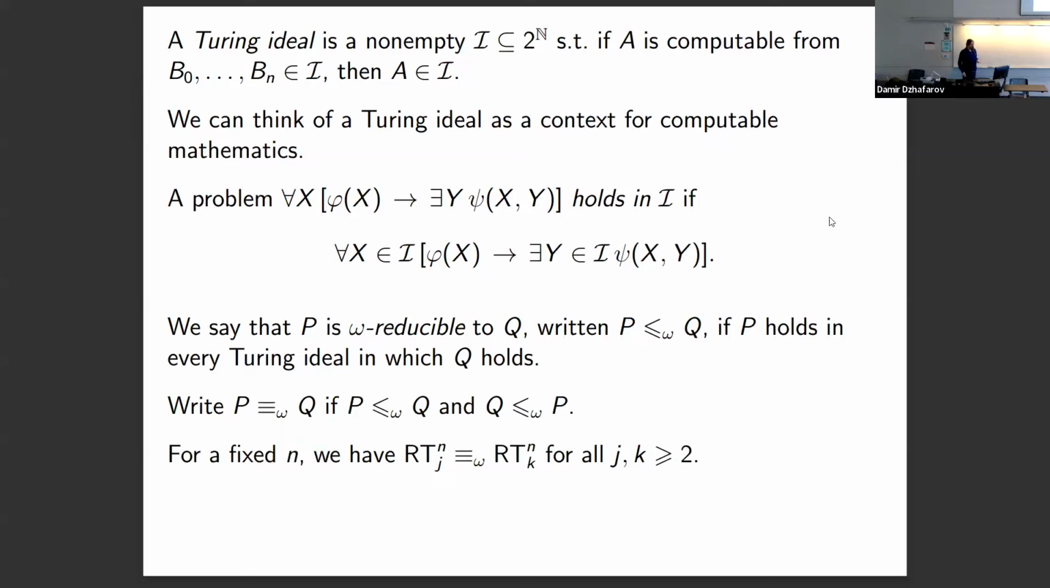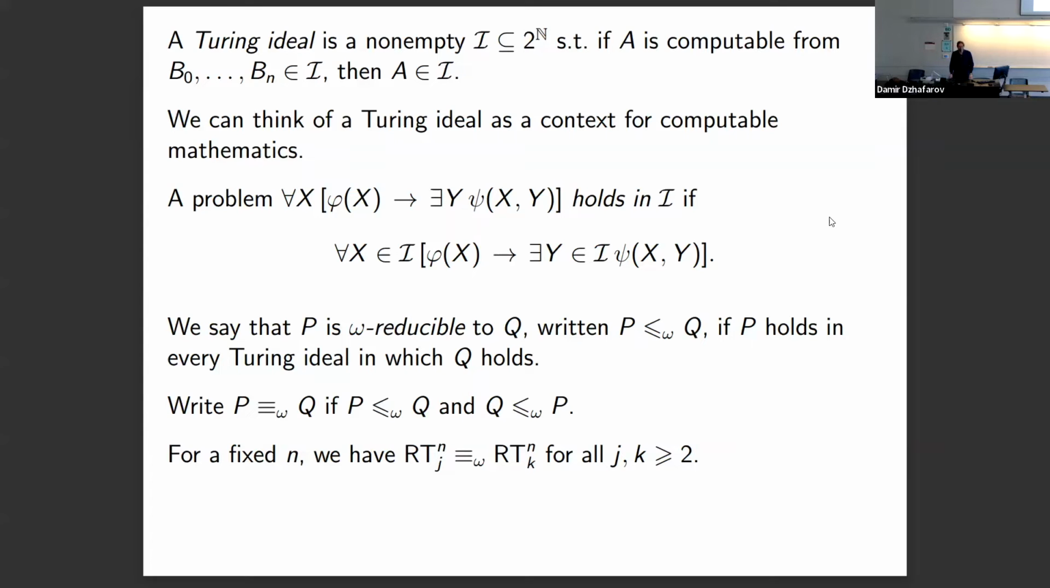So for omega, let me write the equivalence here just to mean that P is omega reducible to Q and Q is omega reducible to P. And for any other of these reducibilities, I'll write it the same way. So for example, if you fix n and look at different numbers of colors, j and k, you're always going to get omega equivalence. Remember, the result of Patey said that in terms of computable reducibility, you went strictly up as the number of colors increases. But here you get the same.